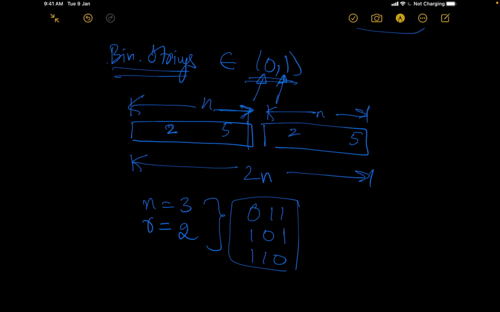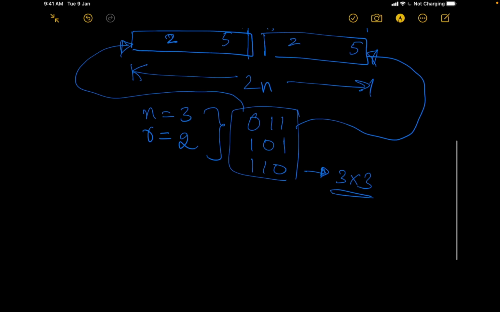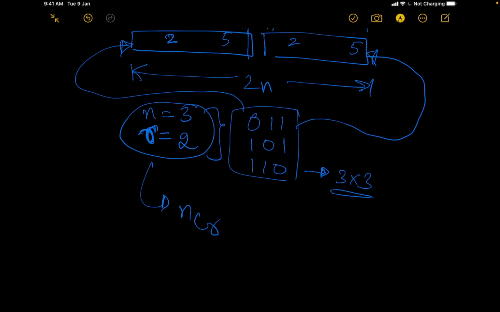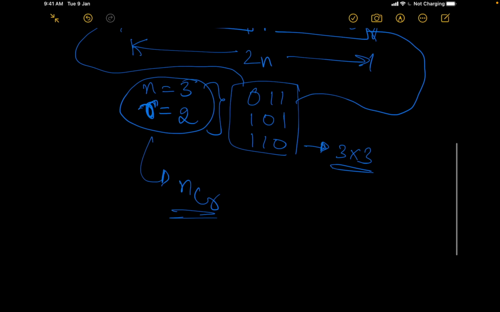So we can populate the first half by any of these 3 strings, and we can populate the second half with any of these 3 strings, right? So the total number of valid strings would be 3 into 3. Also, finding this particular thing is called nCr, or combinations. If you are not sure what nCr means, I would highly suggest you go through combinatorics once and at least read combinations and permutations in detail.